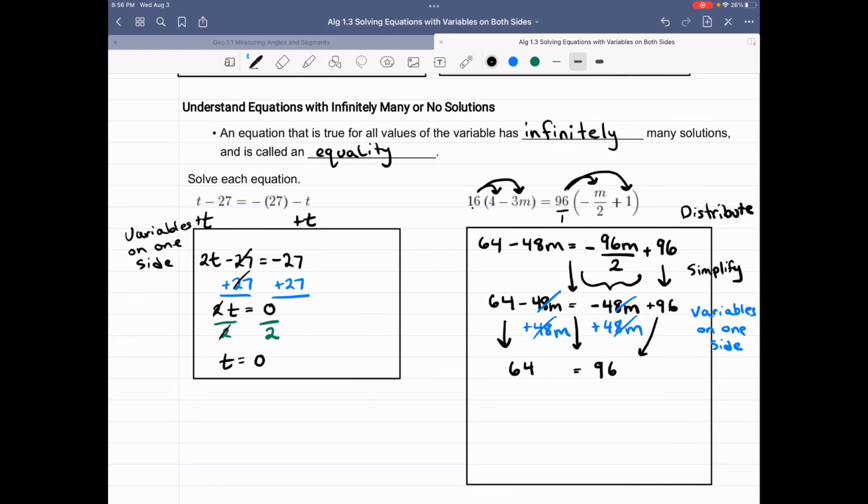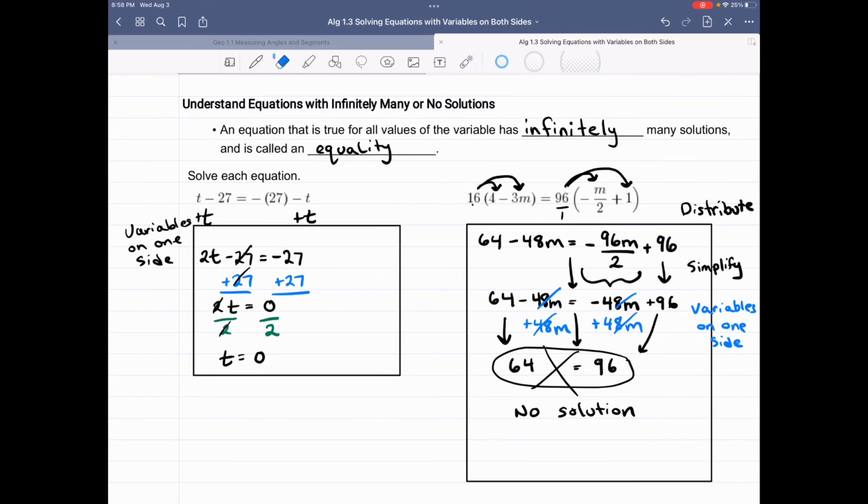This is not true. 64 does not equal 96, and so this is a no. That's not true. So this equation has no solution. I would like to show you one more example of an equality when any answer will work.